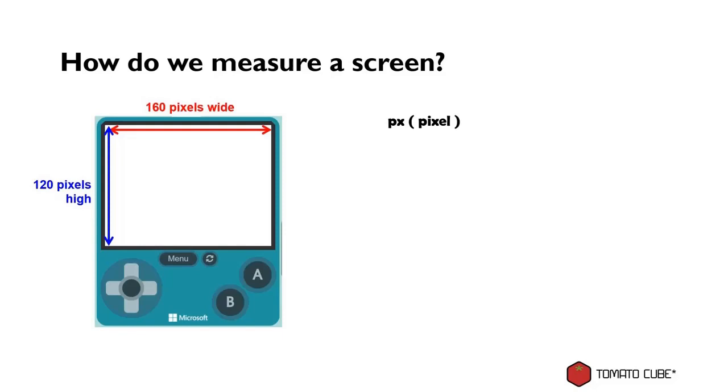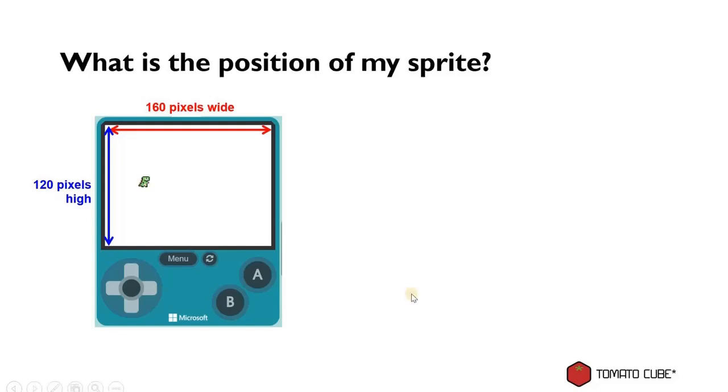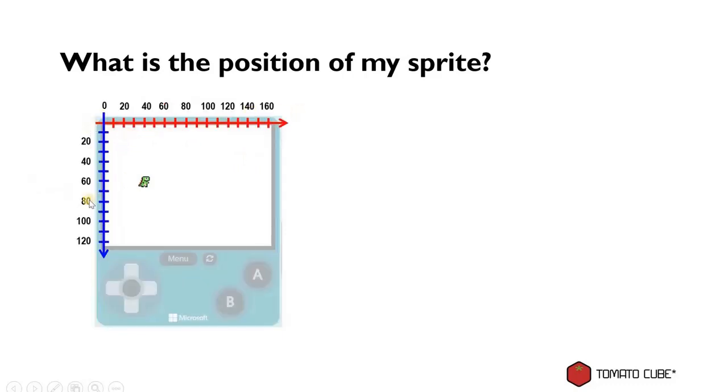So the next question is, how do you know the position of the sprites? Do you know what the position of the sprite is? We learned that the screen width is 160 pixels and the height is 120 pixels. So we can identify the location or the position of the sprite and correlate it to the size of the screen. Imagine this screen, you have two rulers. Put the two rulers on it.